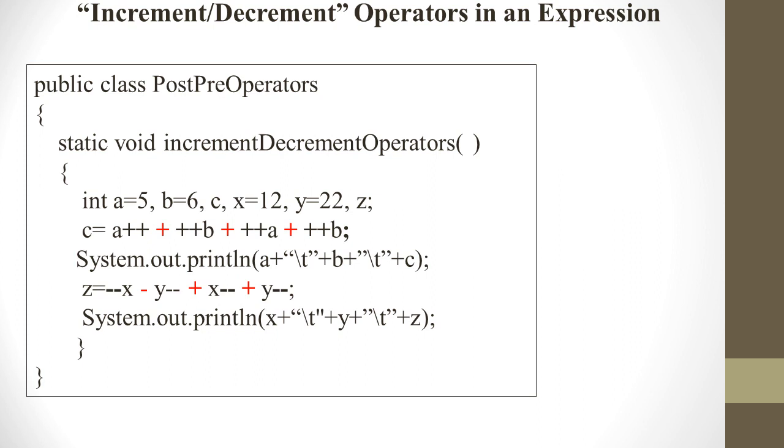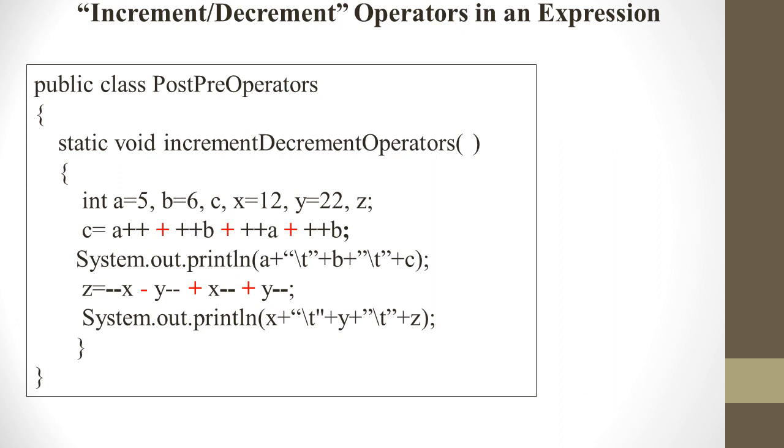y-- (postfix decrement) plus x-- (postfix decrement) plus y--, which is a postfix decrement version. And again I want to print the value of x, y and z. So I am writing the statement System.out.println x plus, between x and y a tab space, so in double quotes I am writing \t, plus y plus \t plus z. Curly braces close.